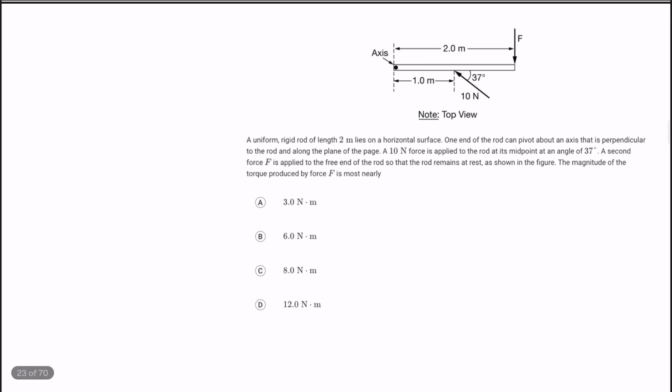So a 10 Newton force is applied at the midpoint with a 37-degree angle to the rod. A second force, capital F, is applied to the free end of the rod so that the rod remains at rest, as shown in the figure.